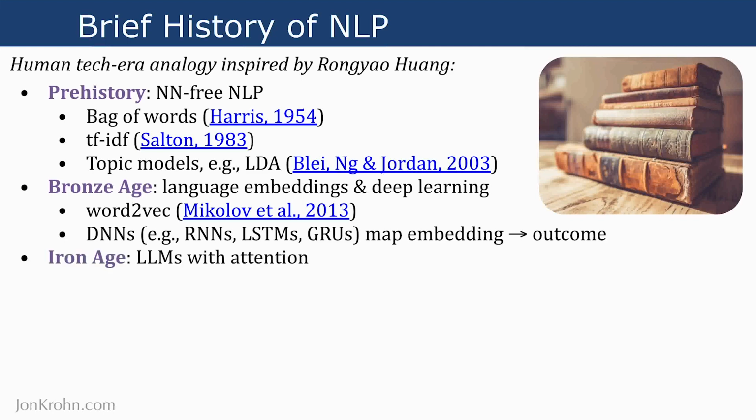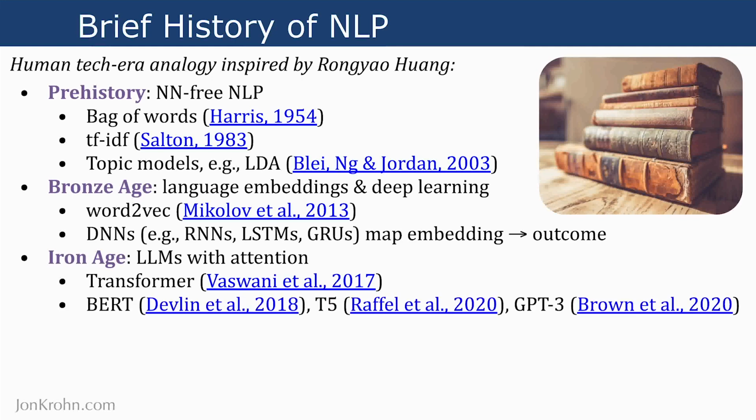The Iron Age is really recent. This is when we started having large language models with attention. The transformer, which I'm going to go into more detail on shortly, was devised in just 2017, so 6 years ago. And it made its way into a lot of really famous large language model architectures for natural language processing in recent years. Architectures like BERT, T5, and GPT-3, all of which I will be talking about in more detail in the coming slides.